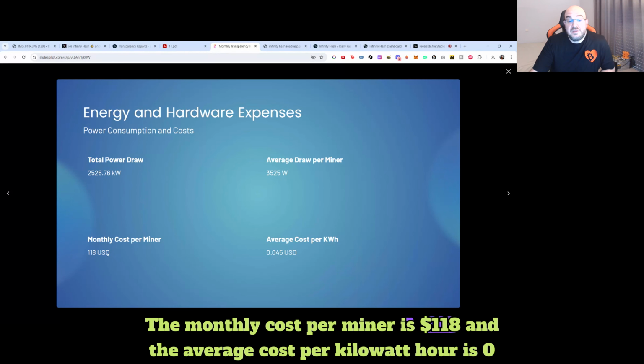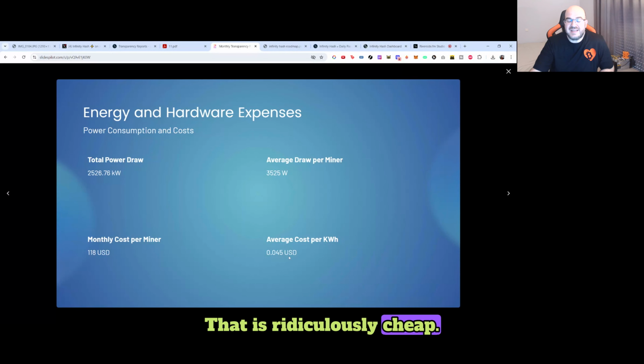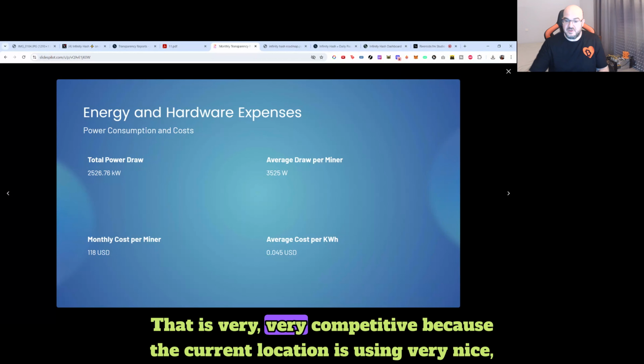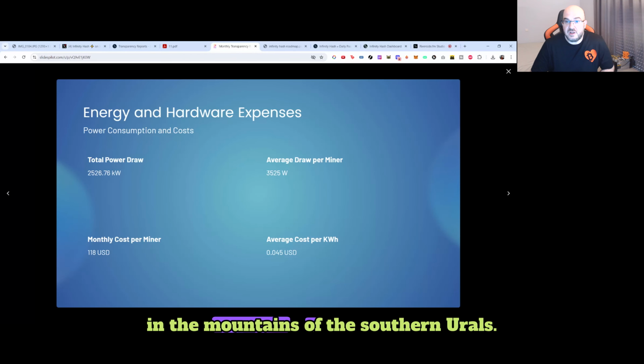The monthly cost per miner is 118 US dollars, and the average cost per kilowatt hour is 0.045. That is ridiculously cheap. That is very, very competitive, because the current location is using very nice, very green energy, which is from a hydroelectric dam in the Ural area, in the mountains of the southern Urals.